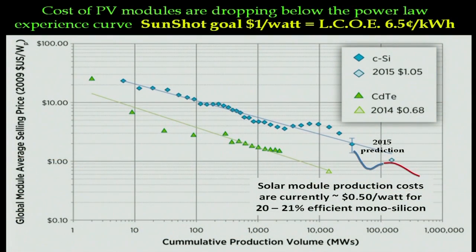So right now, the production costs are about 50 cents a watt. They're selling for about 80 cents, 90 cents a watt. Okay, so this is amazing.